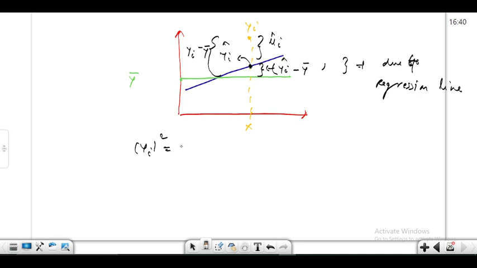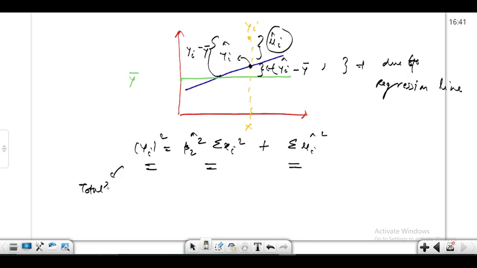So beta 2 hat square summation xi square is the explained part by the regression line. Okay, so the regression line of the sample data is explaining this much variation in the y. And the remaining is being explained by the error term, which is the ui hat term, that is summation ui hat square. So this variation in your yi is being explained by the two terms. Okay, so this is your total sum of squares.